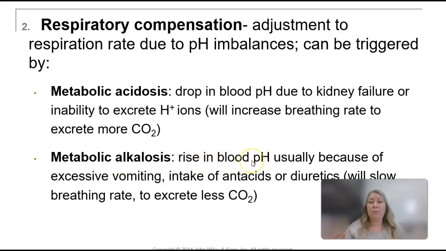If your blood pH is too high, meaning it's alkaline or basic, usually this is because you vomited out the contents of your stomach, including that hydrochloric acid, or you're taking too many Tums or something. Your breathing rate will actually slow, causing more CO2 to remain in your bloodstream, which will make your pH go down and back to normal.